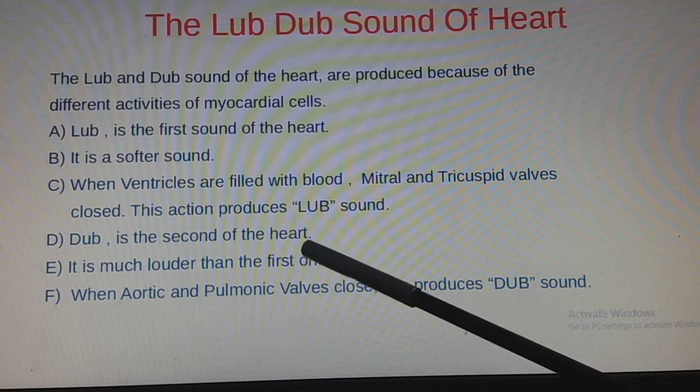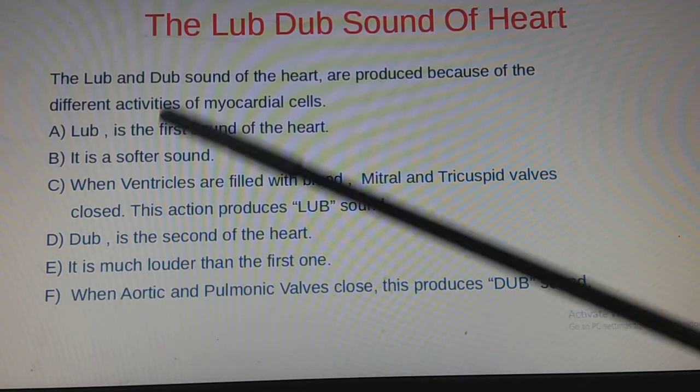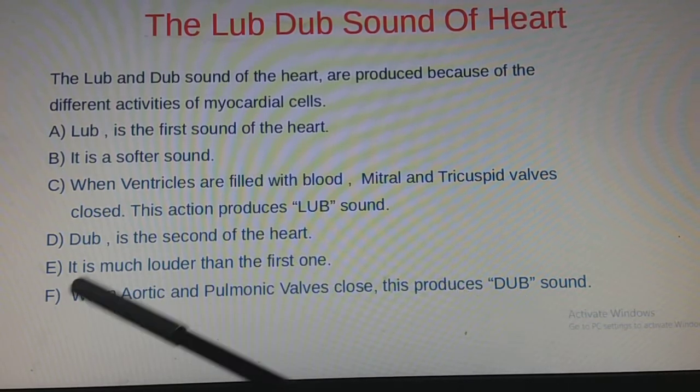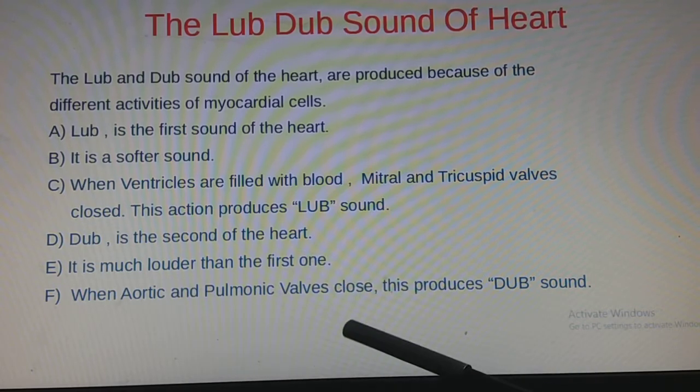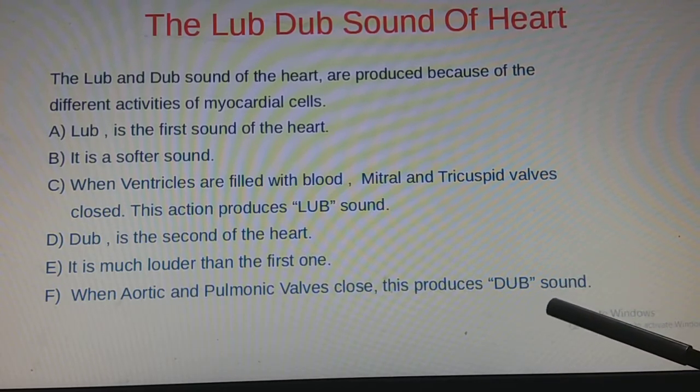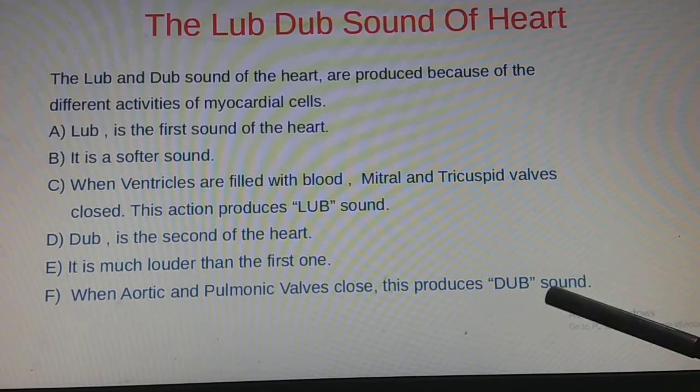Dub is the second heart sound. It is much louder than the first one. When the aortic and pulmonary valves close, it produces the dub sound. When the whole blood is pushed into the body, you can see the positions by going back into the video. So here are the sounds.